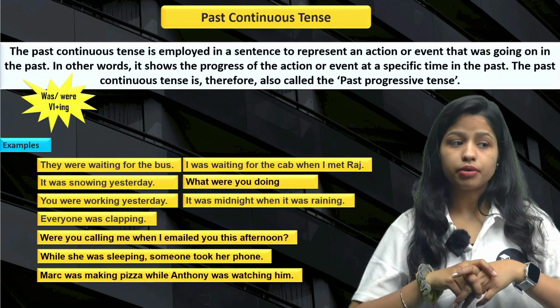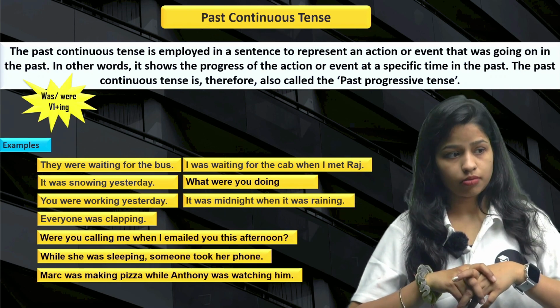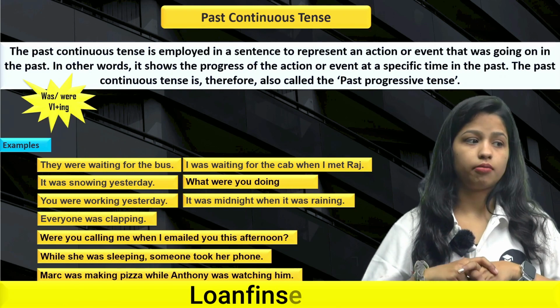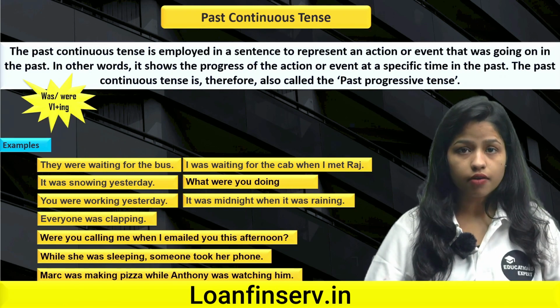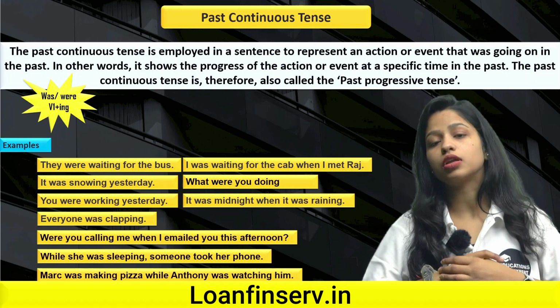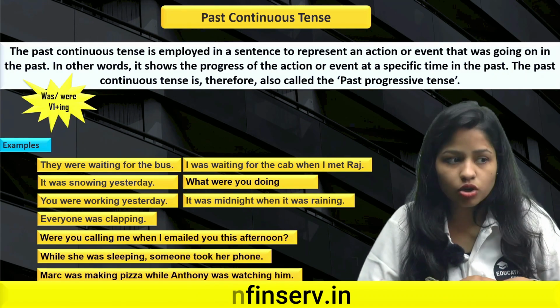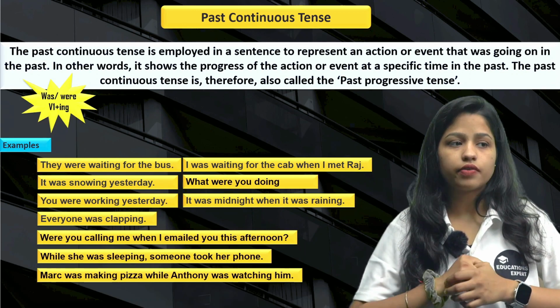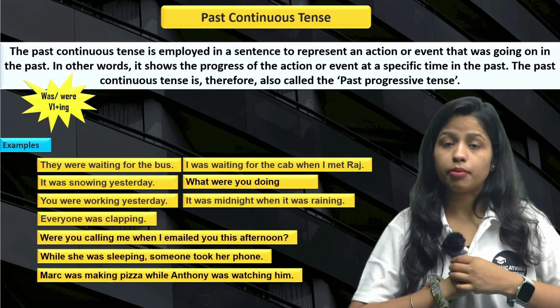Mark was making pizza while Anthony was watching him. So there are two past continuous actions that we can show at the same time. Mark was making pizza while Anthony was watching him. I'll tell you about this type of sentence in the uses of past continuous. Next up we have: I was waiting for the cab when I met Raj.